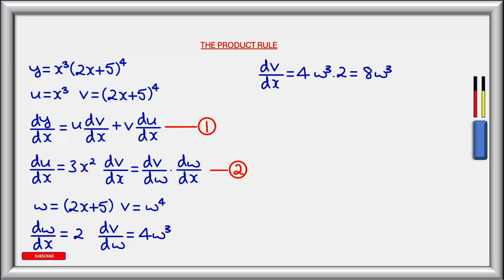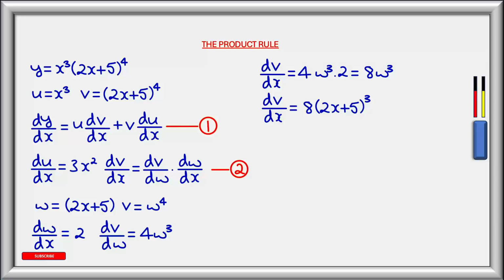And now if we plug these results back into equation 2, we have the derivative of v with respect to x is equal to the derivative of v with respect to w, which is 4 multiplied by w cubed, multiplied by the derivative of w with respect to x, which evaluated to 2. And this equals 8 multiplied by w cubed. And substituted back in for w, where w is equal to 2x plus 5, we have dv by dx is equal to 8 multiplied by (2x plus 5) all cubed.